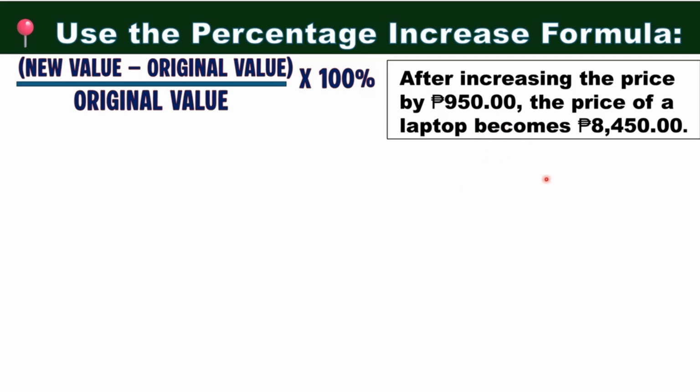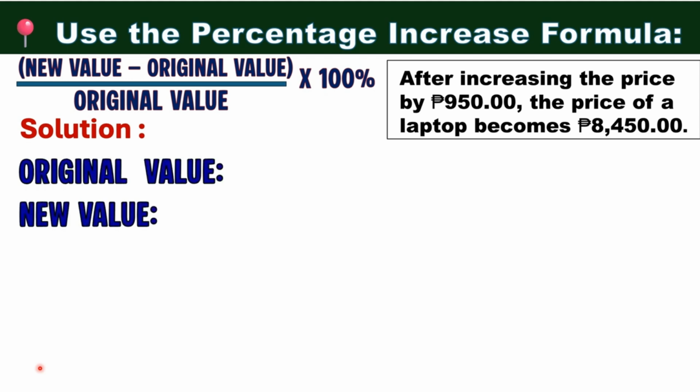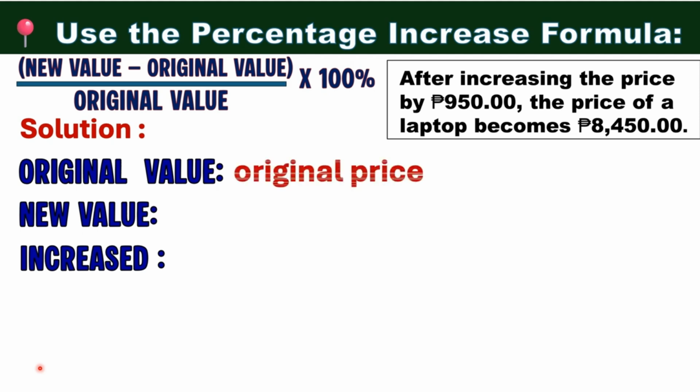Okay, to solve this problem, let's use the percentage increase formula. Again, we have the new value minus original value divided by original value times 100%. So let's start by identifying what's given in the problem. Let's identify the original value and the new value. And also, we need to know what is the increase.